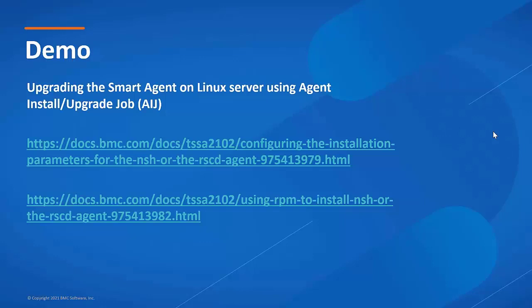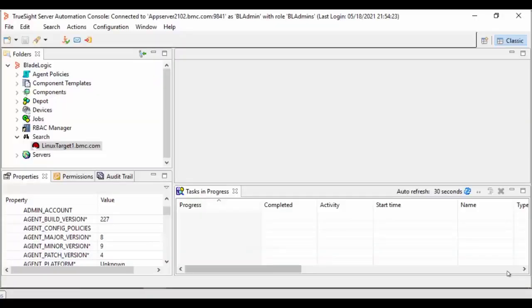This demo is for how to upgrade the Smart Agent on a Linux server using the agent install or upgrade job. As you can see on the screen, I have a Linux server and its agent version is 8904.227. Now let's see how to create an agent upgrade job to upgrade the RCD agent to 2102 version.